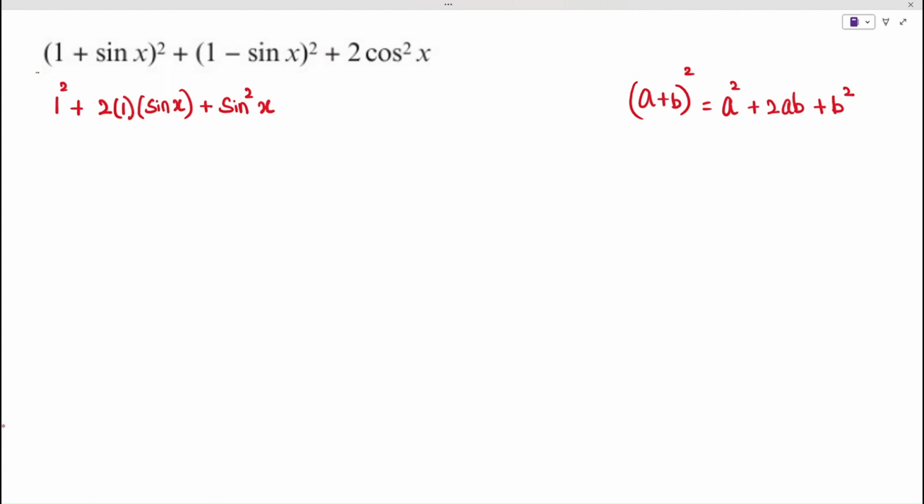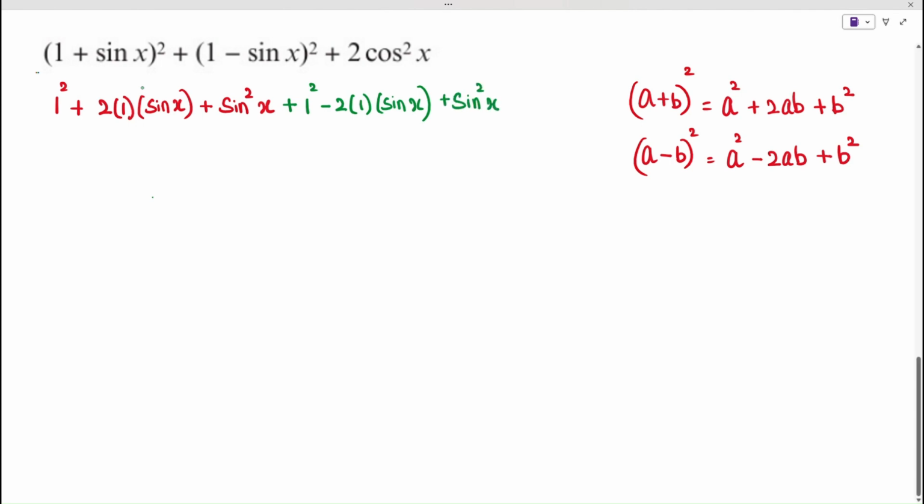Now with our second bracket, we have a minus b the whole squared. You can have that as a squared minus 2ab plus b squared. So if we expand our second set of brackets, we have plus 1 squared minus 2 times 1 times sine x plus sine squared x. Then we add our plus 2 cos squared x onto the end of it.